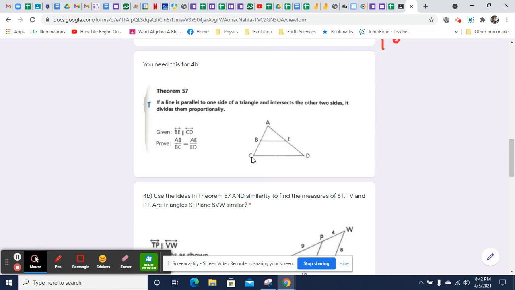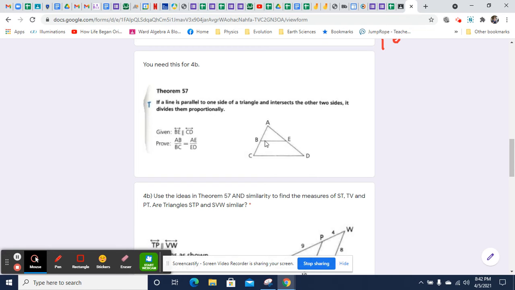Okay, so we've got this line and this line declared to be parallel. And I'm not asking you to prove this right now, although we could. We are supposed to prove that AB is to BC as AE is to ED. And ultimately, you'd be able to prove that by dealing with the similarity of triangle ACD and triangle ABE.